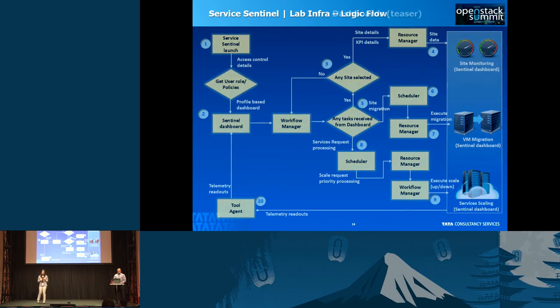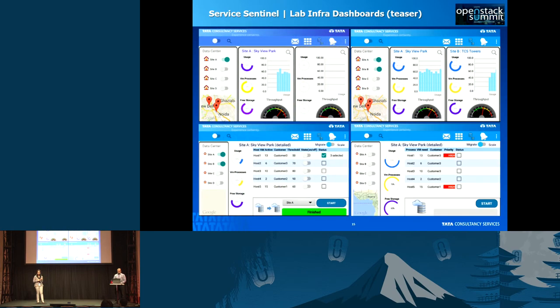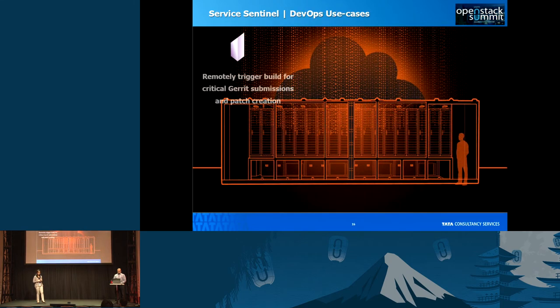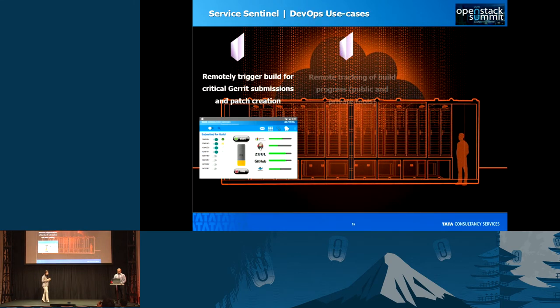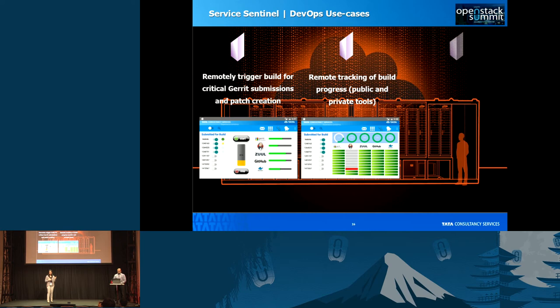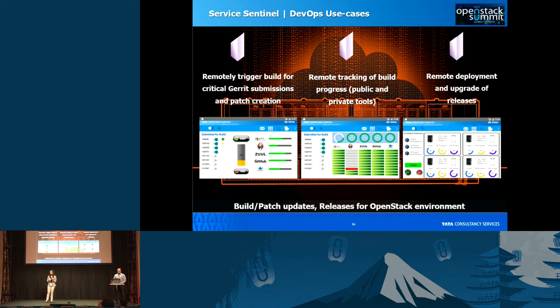Moving to the next category of users, we have the DevOps users. These users are the ones who are basically dealing with CI/CD tasks, and equally important is getting the releases deployed on different testbed environments. The main use cases that we are targeting for a DevOps user in Service Sentinel are to remotely monitor different kinds of service requests or the build activities that are taking place.